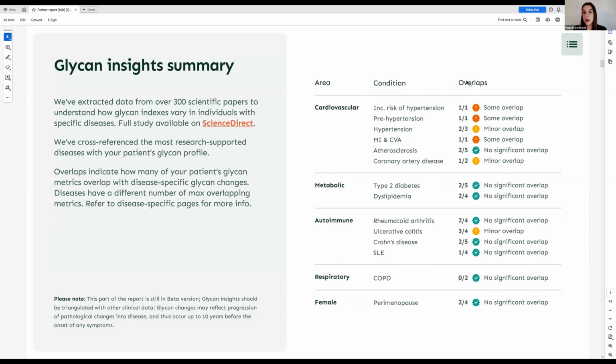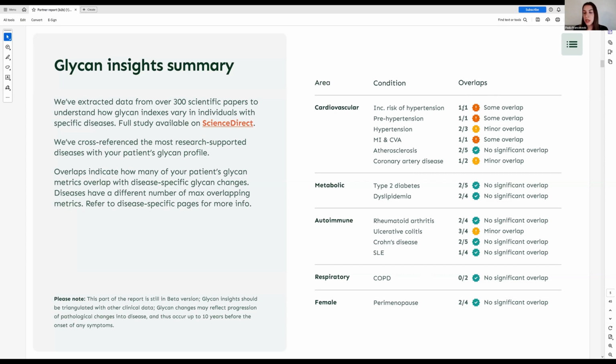We also have a summary of the overlaps. So as you may know, these are the newest addition to our practitioner's report. So what we know from many years of research so far is that particular diseases, these diseases listed here, and many others, tend to show a distinct glycan pattern. And we can overlap the results of your patient or a client with the typical patterns in glycans that we see in these diseases and conditions.